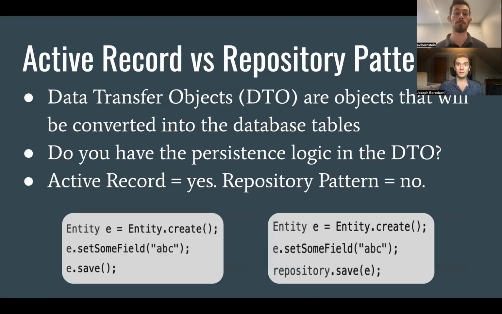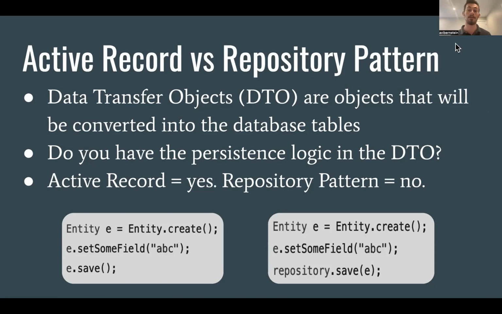Java objects that are being persisted are known as data transfer objects, or DTOs. There are two ways to persist Java objects. One is called an active record, which is where the Java object that you are going to persist has methods inside it that accomplish the persisting logic. So as you see in the bottom left, the entity that will be persisted also has a method to persist itself. The second way to persist a Java object is by using what's called a repository pattern.